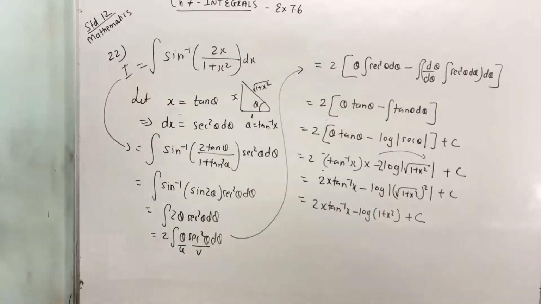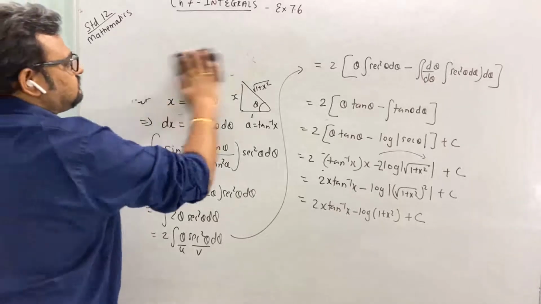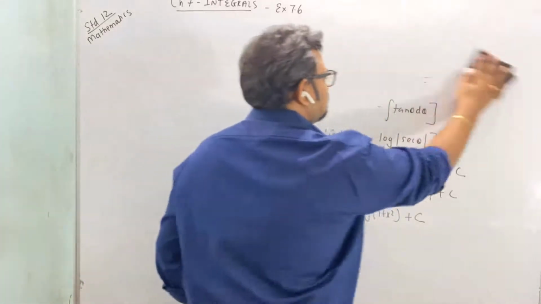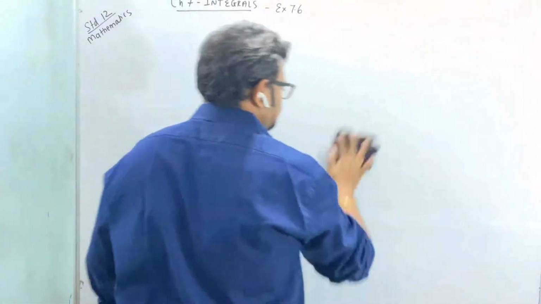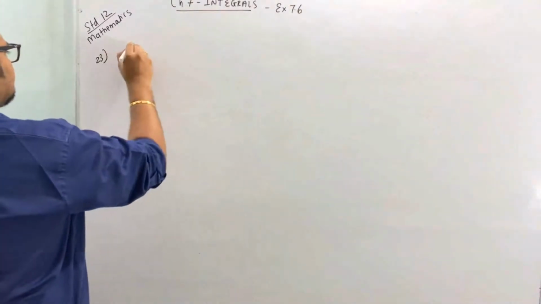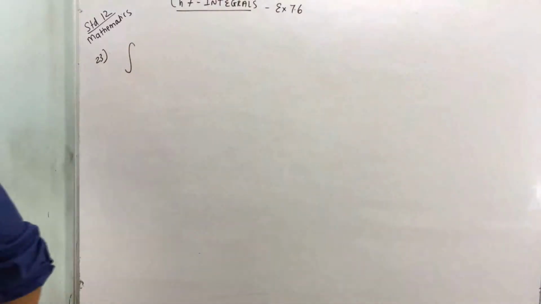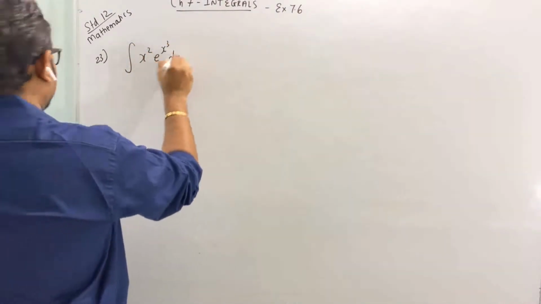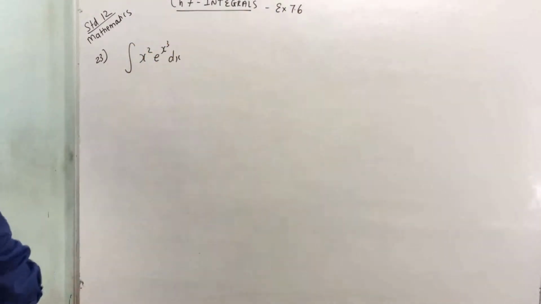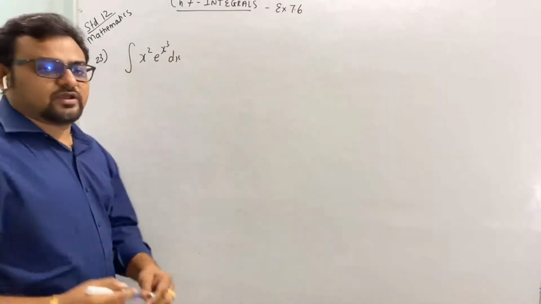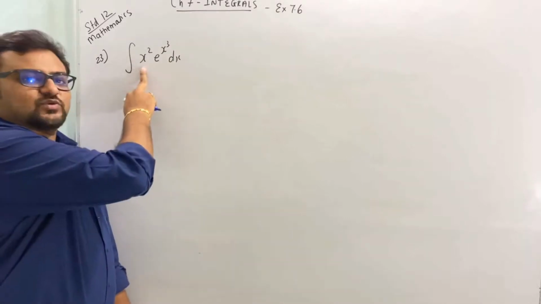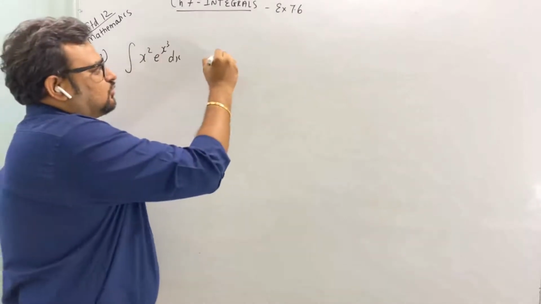Okay, let's move to the next, 23rd. 23rd is integration of x square e raised to x cube. Let me confirm, x square e raised to x cube. Okay. So now see here, the power here is x cube and here there is x square. So I can assume this x cube.